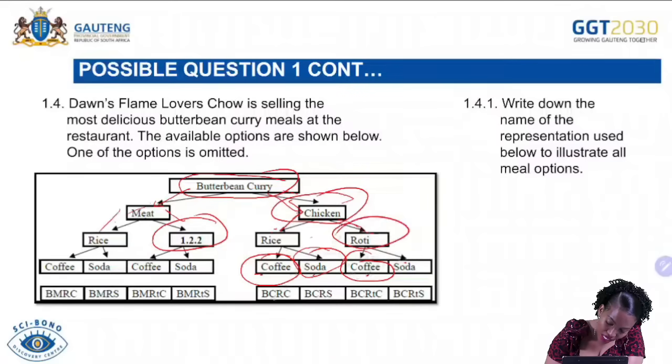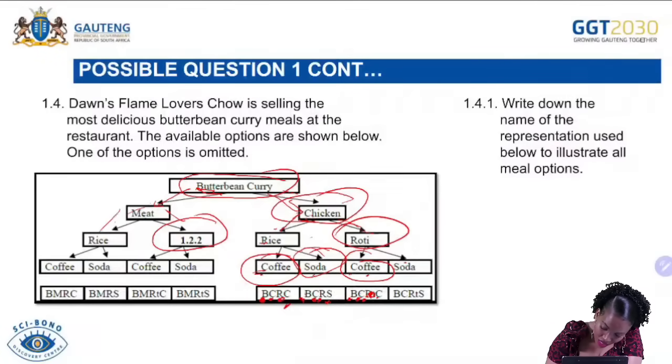And here at the end, you've got the outcomes. Remember, these are the outcomes. So it is B, C, R, C, meaning that B is for the butter bean curry with chicken, with rice and coffee. That is the first option. And then the second option, it can be a butter bean curry with chicken, with rice and soda. I hope you guys are following. And then the third option here, it's still butter bean curry, choosing the chicken flavor with a roti, and then lastly with coffee.